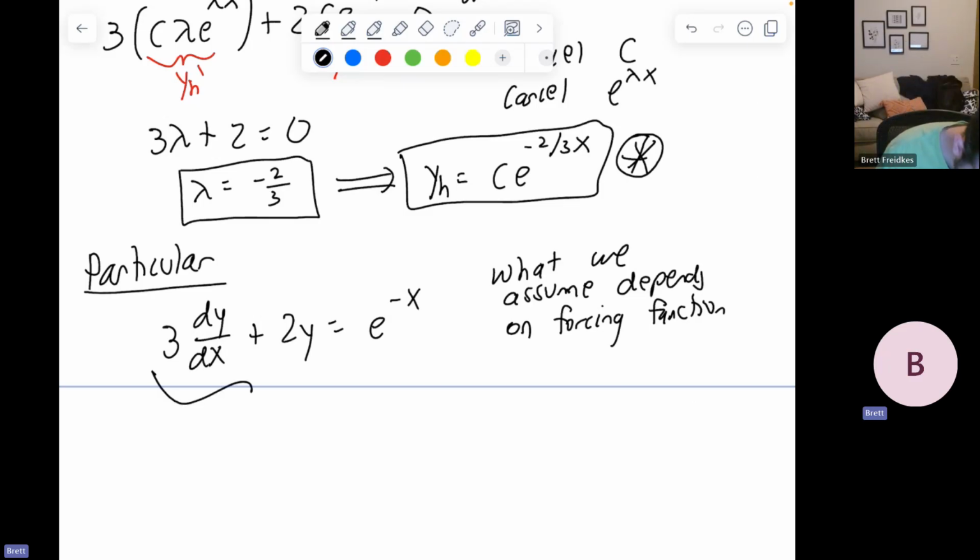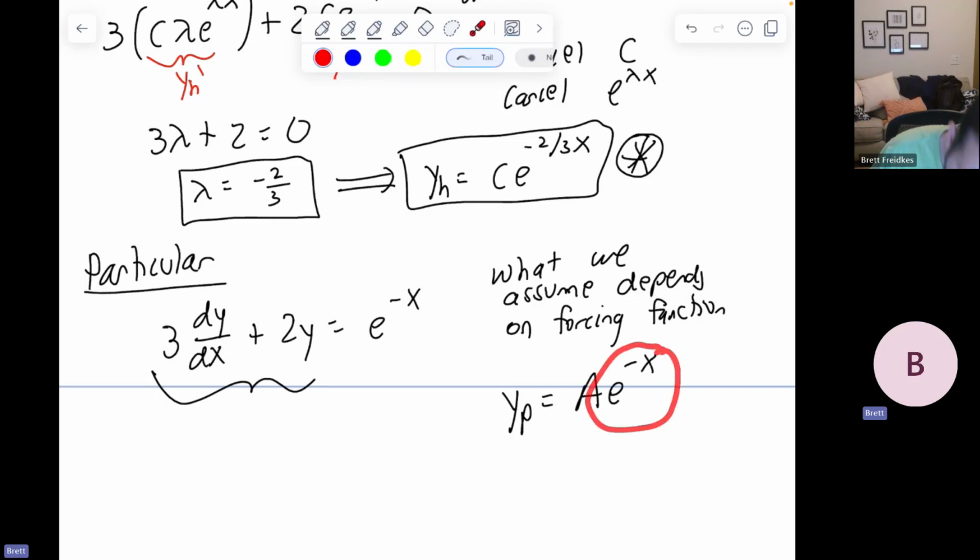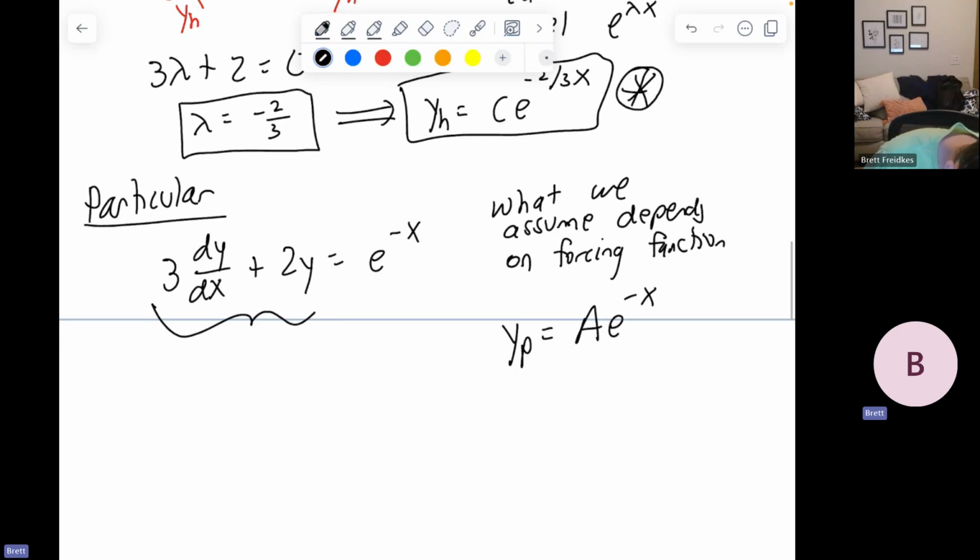Because whatever I have on the left after taking derivatives and stuff, it has to equal e to the minus x. So we are going to assume that our particular solution is of the form a e to the minus x, but we don't know the constant associated with it. But it has to have the same exact exponent, because of the fact it needs to match the right side at the end of the day. So what we'll do is we'll take the derivative of that with respect to x. That'll give us a negative a e to the negative x.